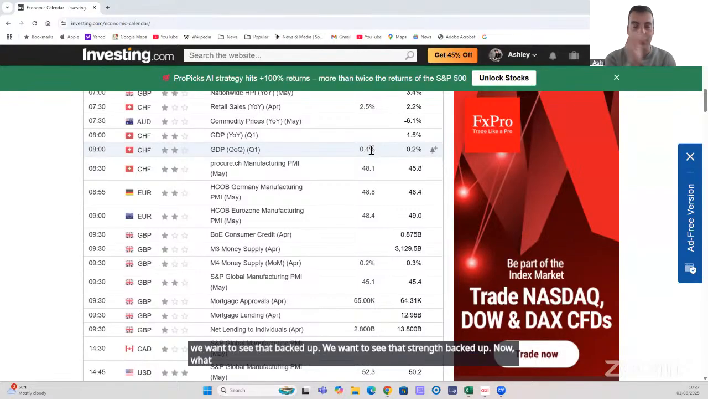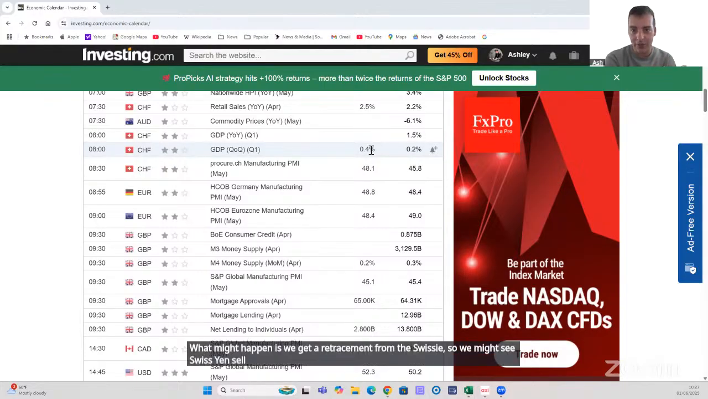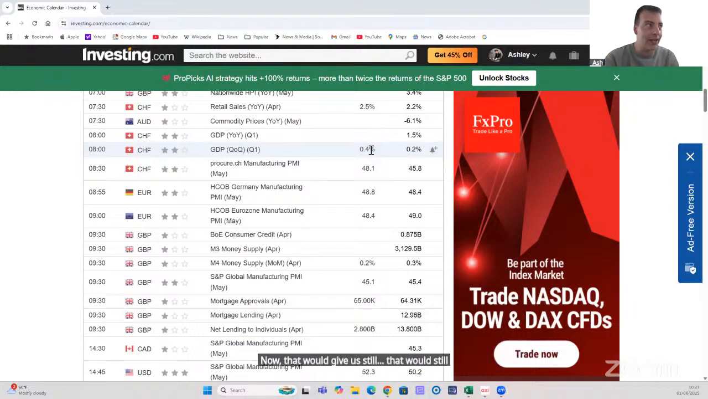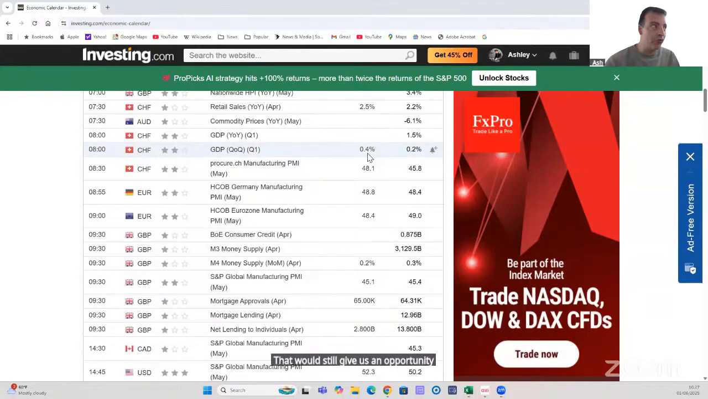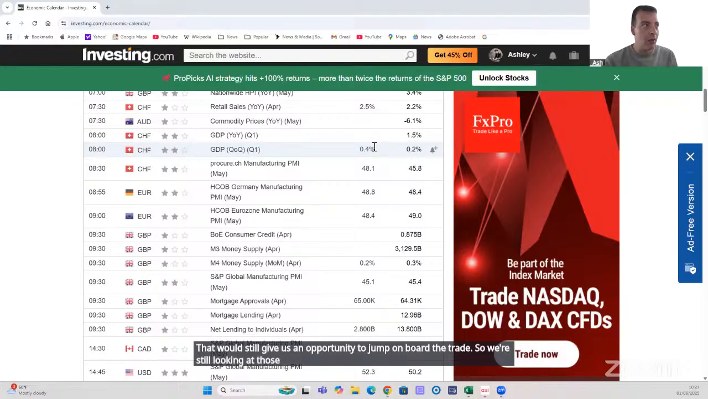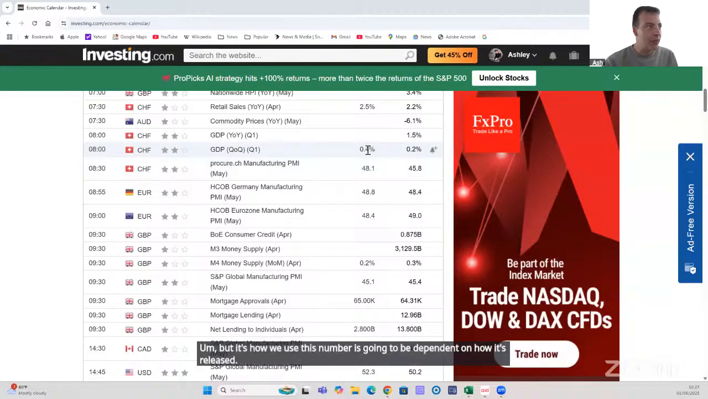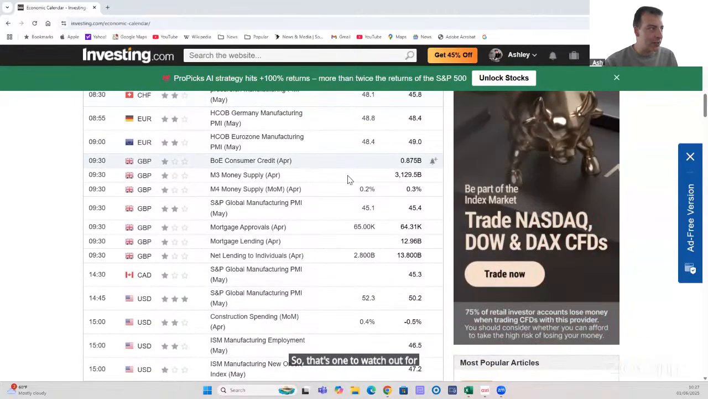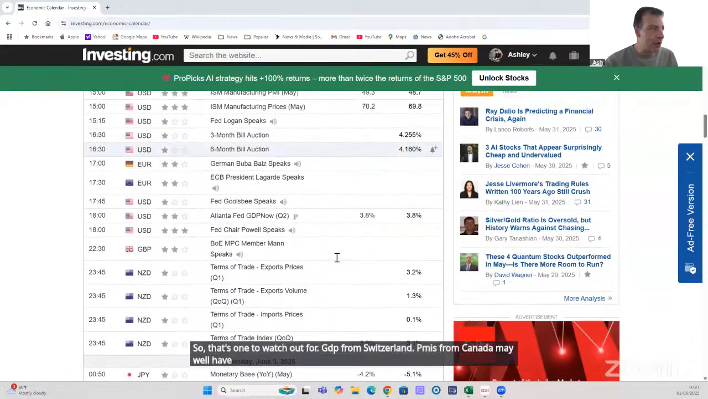Now, what might happen, as long as this number isn't particularly weak, but it comes in line or it's 0.3, is we get a retracement from the Swissy. So we might see Swiss yen sell off a bit, CAD Swiss grow a little bit. That would still give us an opportunity, as long as this number's not a collapse, to jump on board the trade. So how we use this number is going to be dependent on how it's released. That's one to watch out for: GDP from Switzerland. PMIs from Canada may well have a bearing as well.